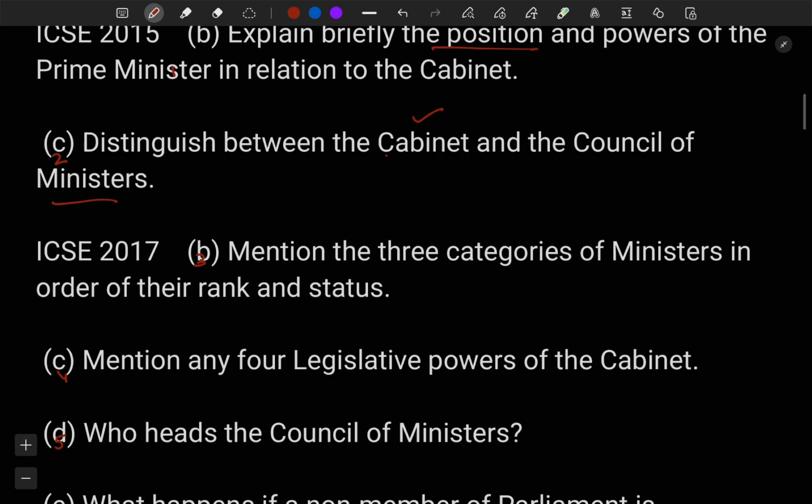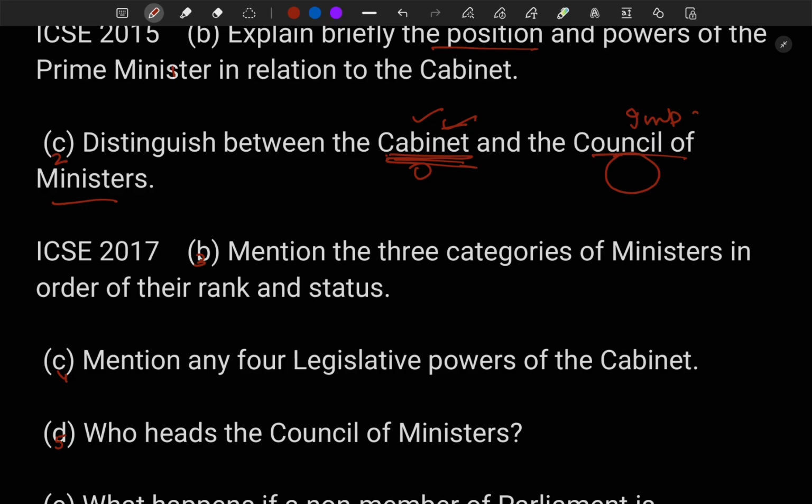Moving forward to the next question, distinguish between cabinet and council of ministers. As we know, the cabinet is smaller in size; we can say that the cabinet is a subset of the council of ministers. In composition, the cabinet includes only cabinet ministers, while the council of ministers includes 3 types of ministers: cabinet, ministers of state and deputy ministers. Decision making: the cabinet takes all the major decisions and implementation is done by the council of ministers. And the cabinet meets very frequently, and the council of ministers meets not so frequently.